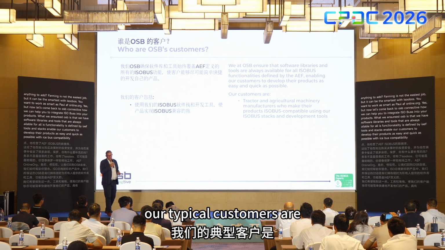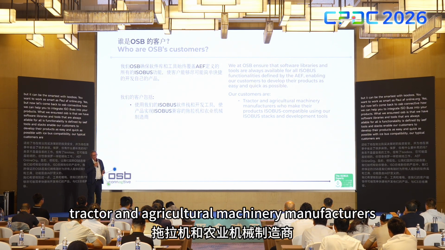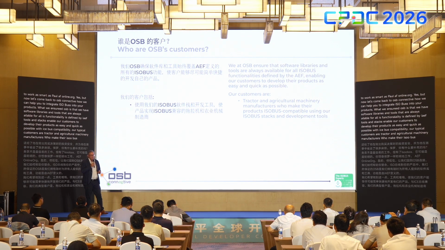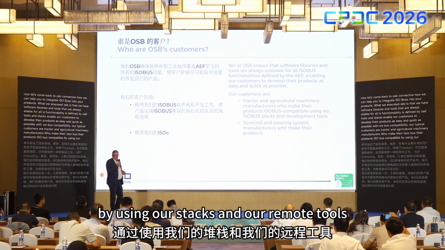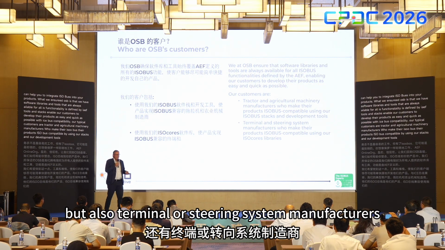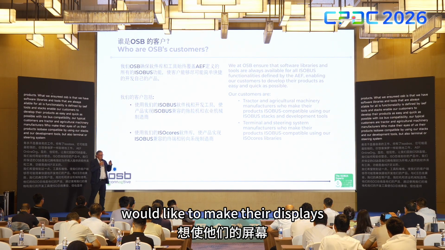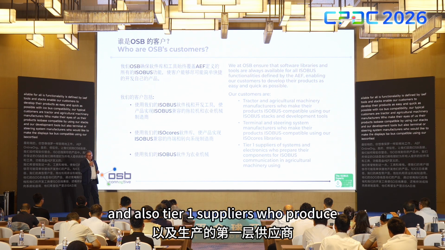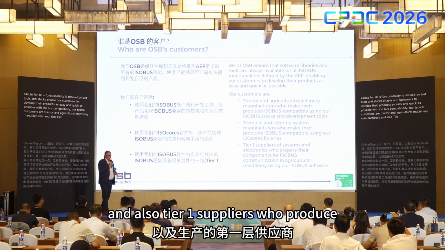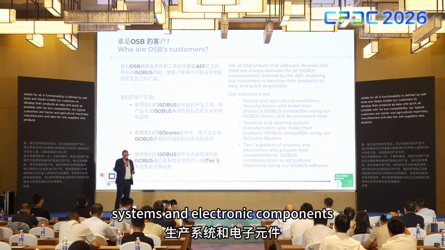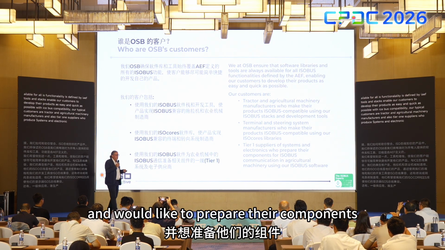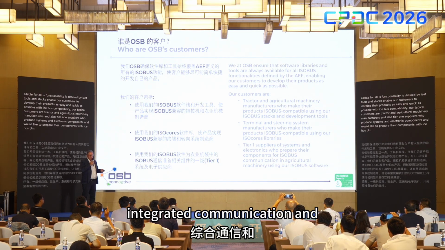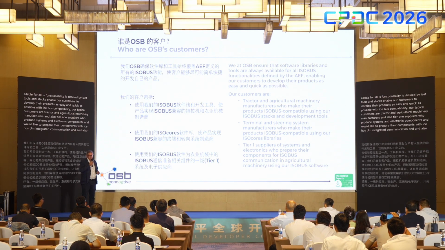Our typical customers are tractor and agricultural machinery manufacturers who make their products ISOBUS compatible by using our stacks and our development tools. But also terminal or steering system manufacturers who would like to make their displays ISOBUS compatible using our ISO cores libraries. And also tier 1 suppliers who produce systems and electronic components and would like to prepare their components with ISOBUS integrated communication and also maybe applications.